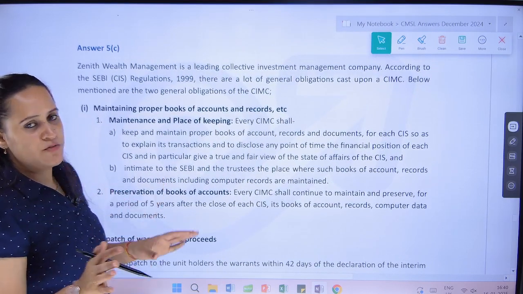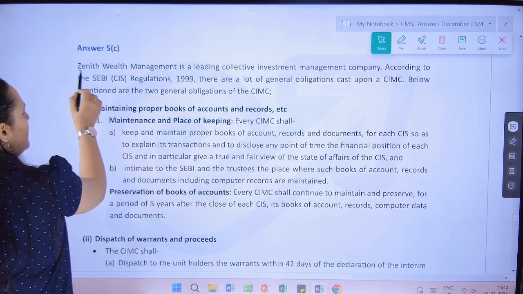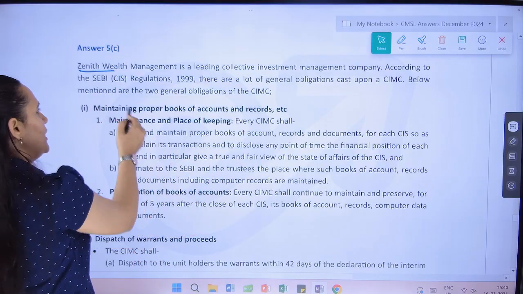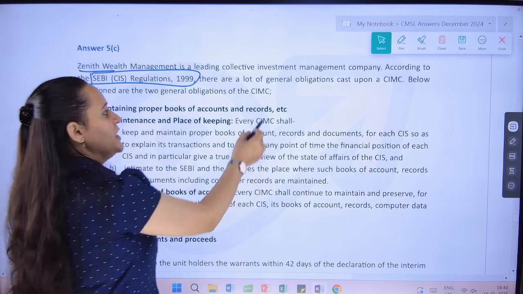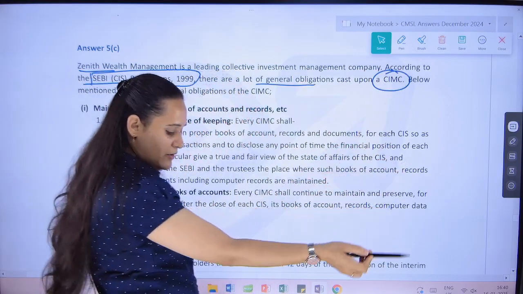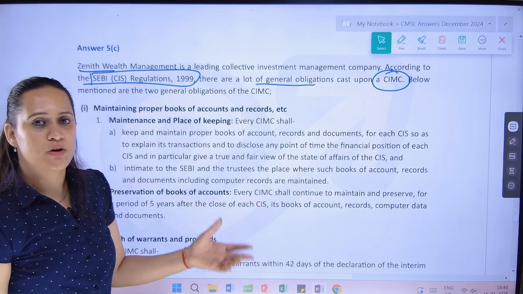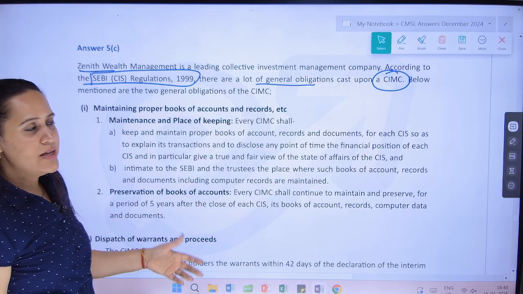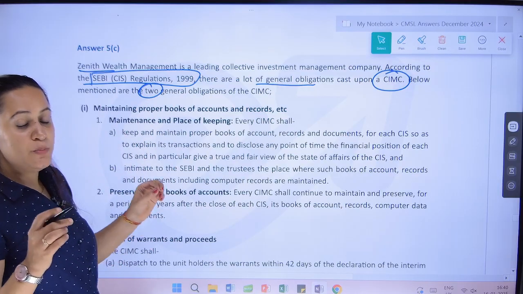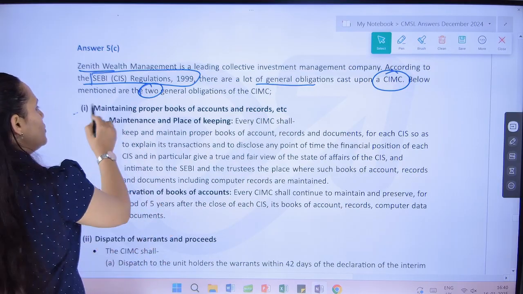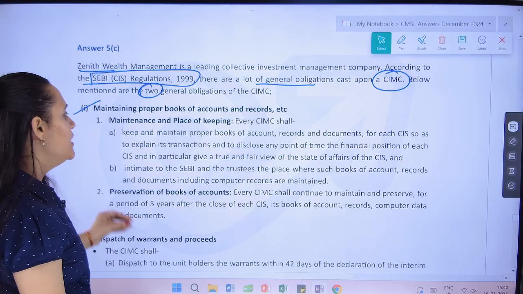Again, we will specify the regulations: Zenith Wealth Management is going to be regulated by the SEBI CIS Regulations 1999. A lot of general obligations are cast upon the collective investment management company when dealing with the company itself. We are going to talk only about the two general obligations that have been specifically asked.